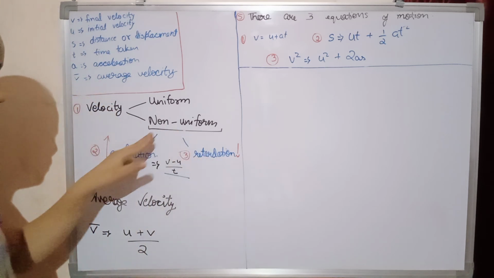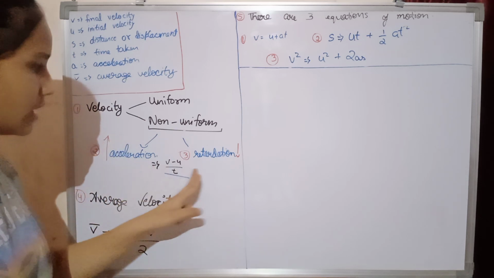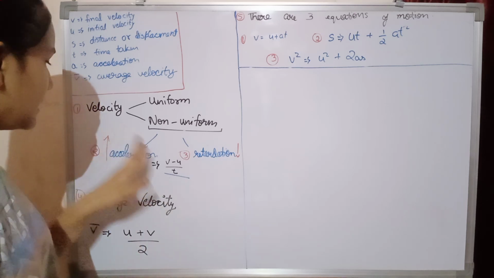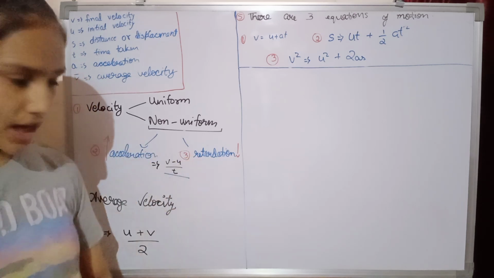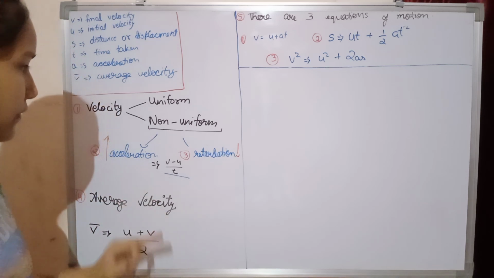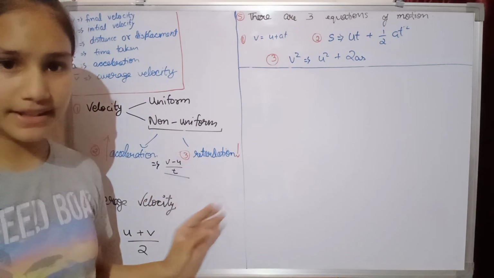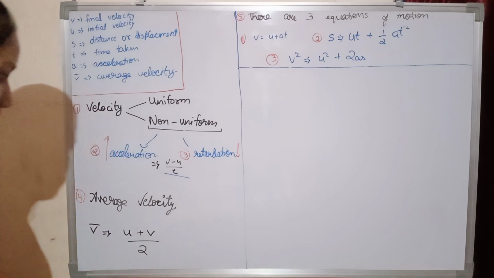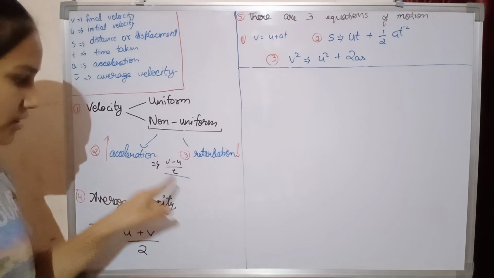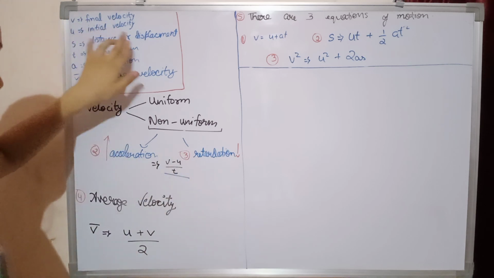Now, non-uniform velocity has two more topics which are acceleration and retardation. If the velocity is increasing with respect to time, then we say that acceleration is taking place. And if the velocity is decreasing with respect to time, then it is known as retardation. Now, for calculating acceleration, we use (v minus u) upon t, which is final velocity minus initial velocity upon time taken.